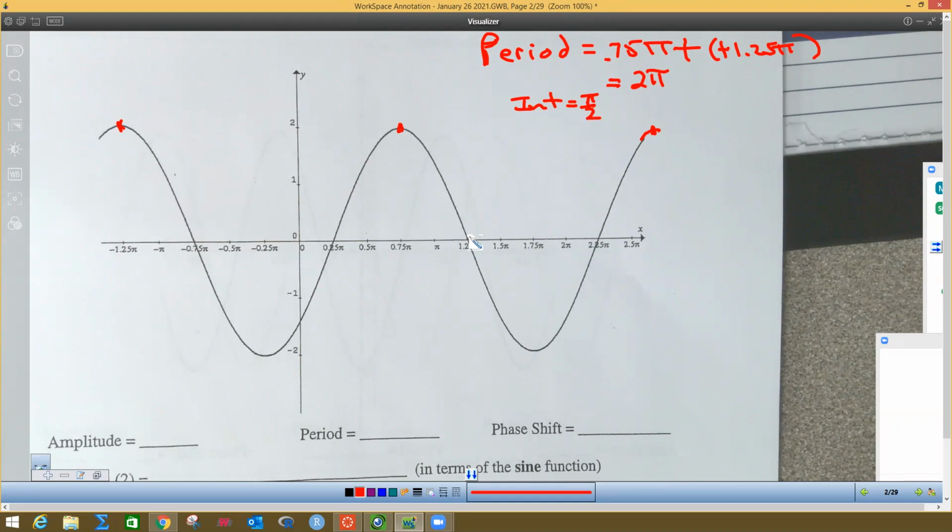So in other words, this is a tick mark. That's pi over 2 from this part. And then this would be pi over 2 more. That'd be pi over 2 more. This would be 2.75 out here if you want to go. So all these tick marks are pi over 2 from each other.